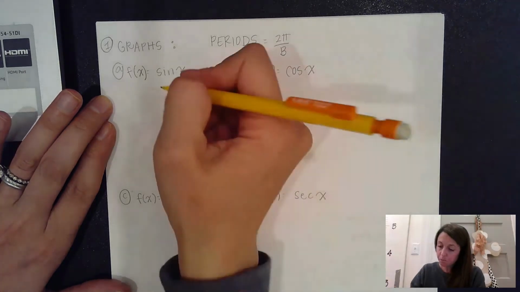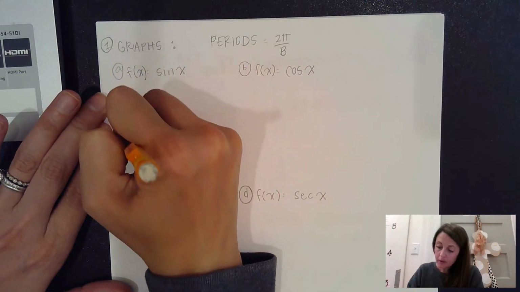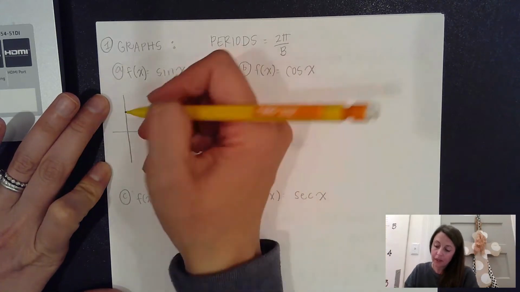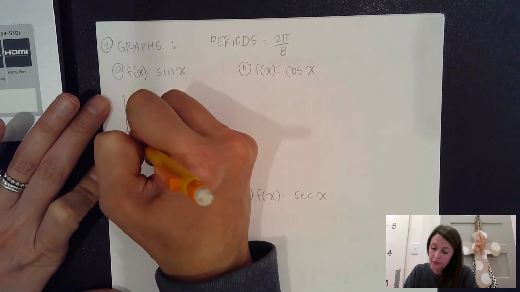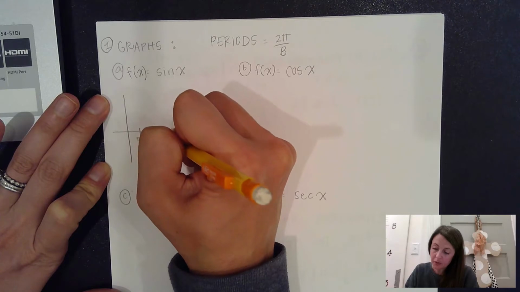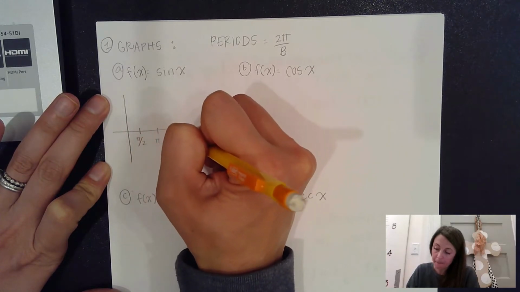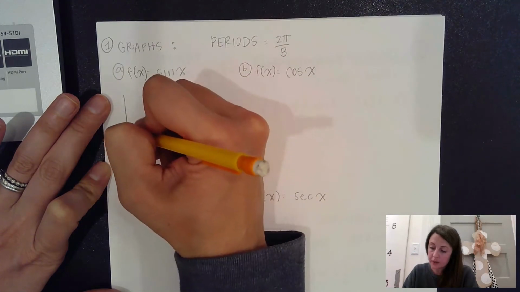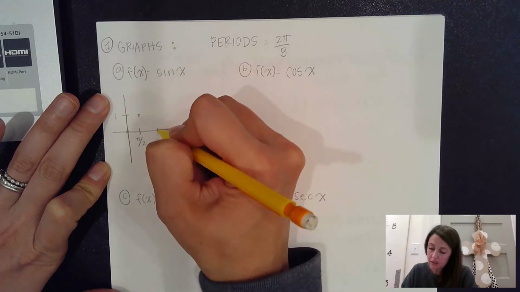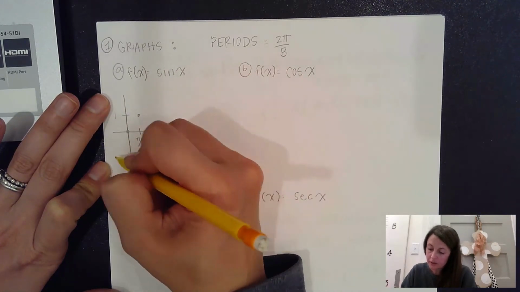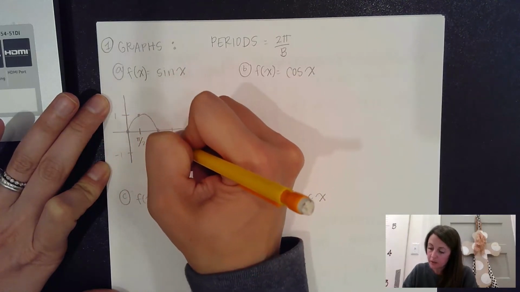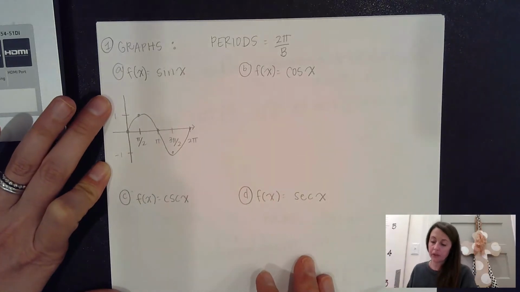Okay, so one period of sine, we'll go 0, pi over 2, pi, 3 pi over 2, and 2 pi. Sine of 0 is 0, sine of pi over 2 is 1, sine of pi is 0, sine of 3 pi over 2 is -1, and then we're back to 2 pi. So here is one graph, one period of your sine curve.